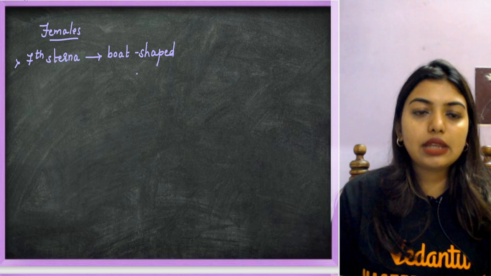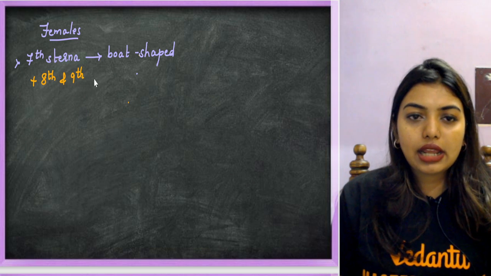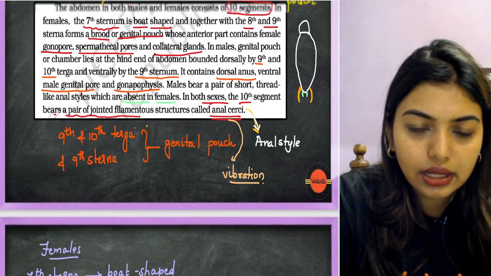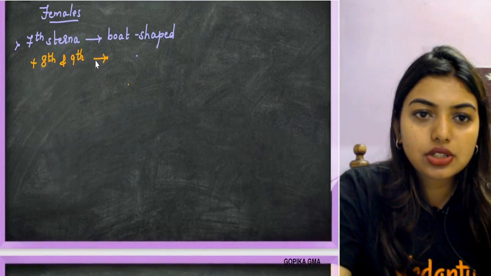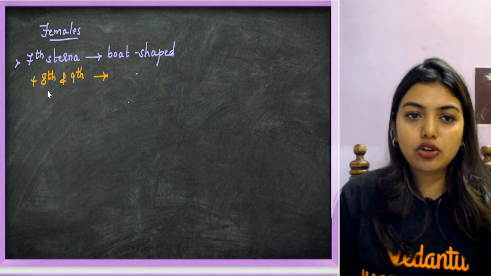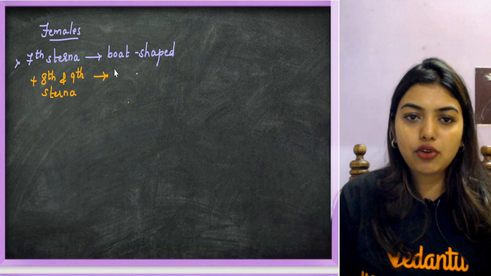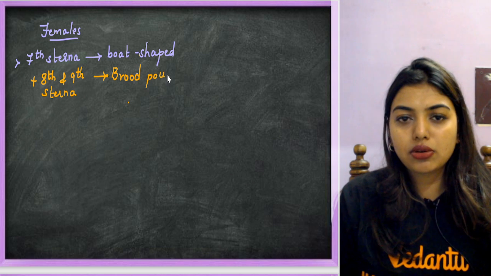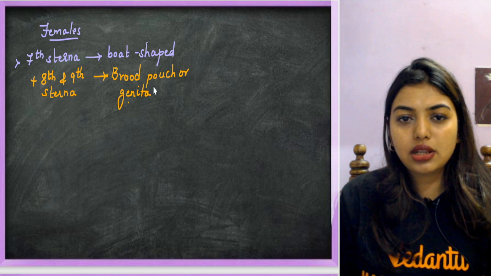With this 7th sterna, we add the 8th and the 9th together. Students, once in doubt, check every time whether it is sterna or terga, because sometimes it can be sterna or terga. So here the 8th and 9th sterna together form the brood pouch, or genital pouch.